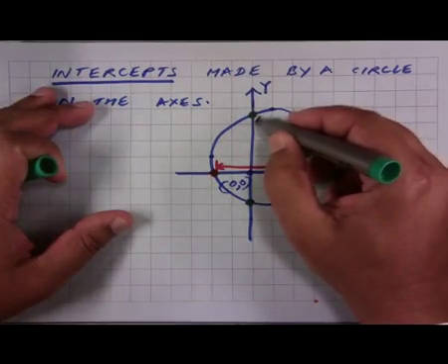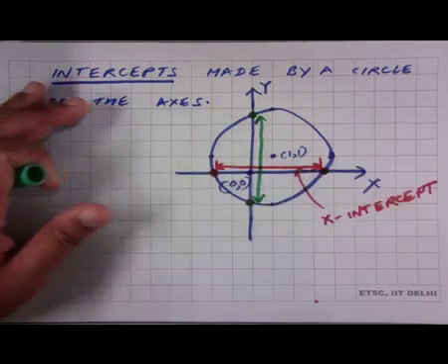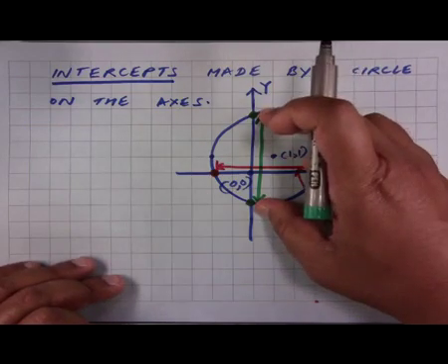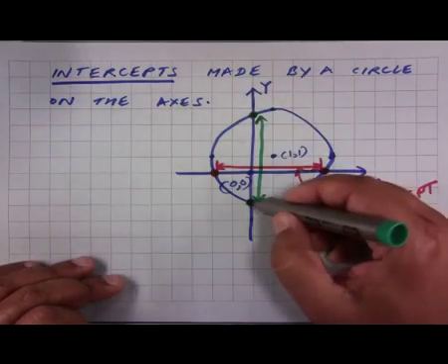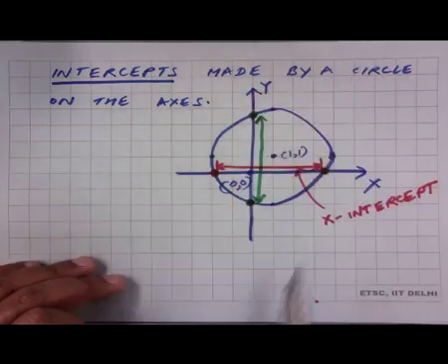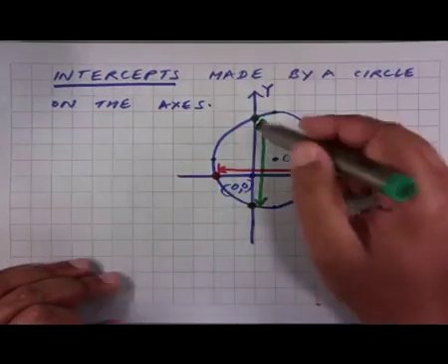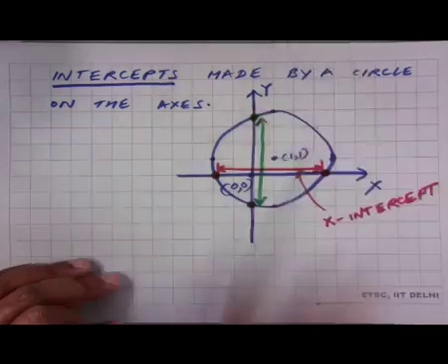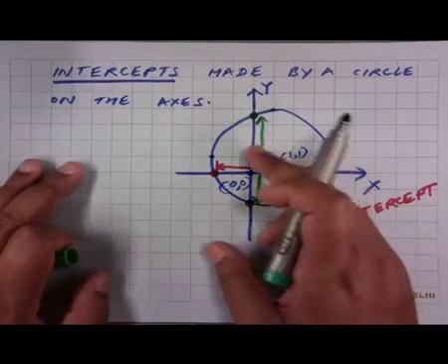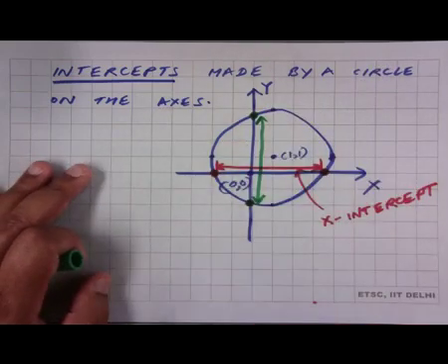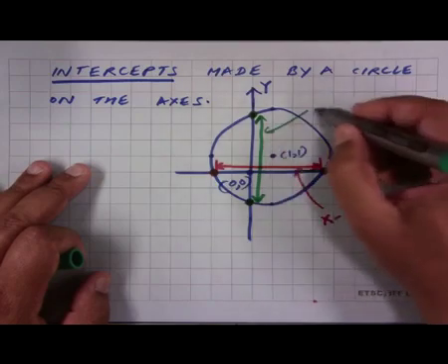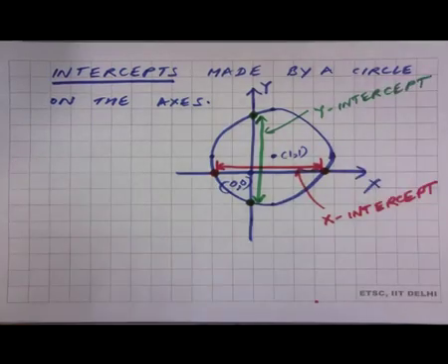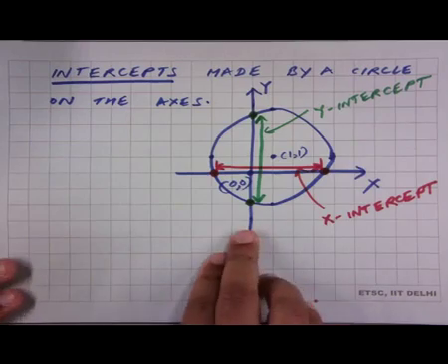And similarly, the length of this part of the y axis between the 2 points where the circle intersects with the y axis, the distance between those 2 points, is basically the intercept made by the circle on the y axis, or in short, y intercept.